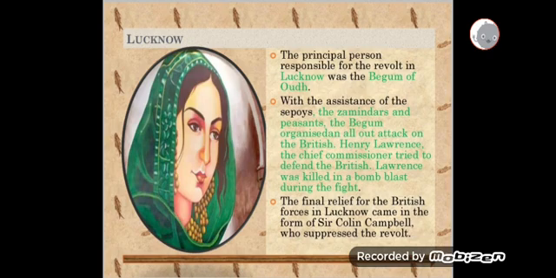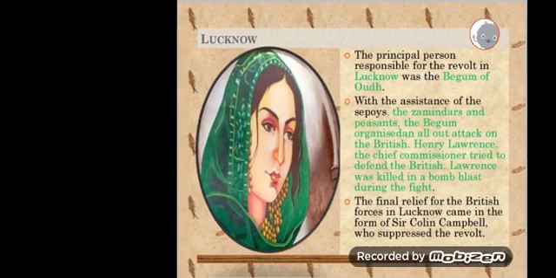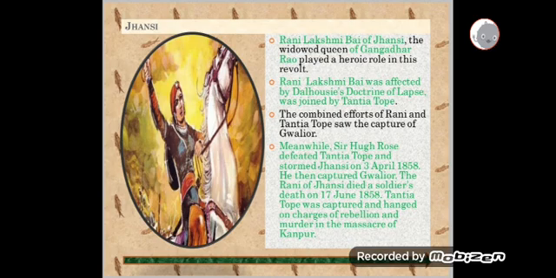With the assistance of the sepoys, the Zamindars and peasants, the Begum organized an all-out attack on the British. Henry Lawrence, the chief commissioner, tried to defend the British. Lawrence was killed in a bomb blast during the fight. The final relief for the British force in Lucknow came in the form of Sir Colin Campbell, who suppressed the revolt.